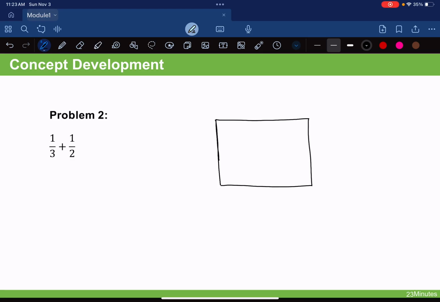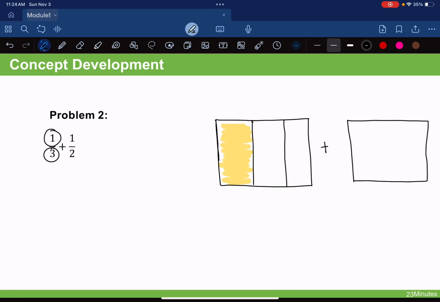I need a total of 3 parts because of my denominator, so I'm going to cut this into 3 parts. And I need a total of 1 shaded in because of my numerator, so I'm going to shade in 1. That's all I'm going to do with that one for now. Then I'm going to come here and create my other fraction. I can even make a note and I can say this is my 1/3. And this is my 1/2.